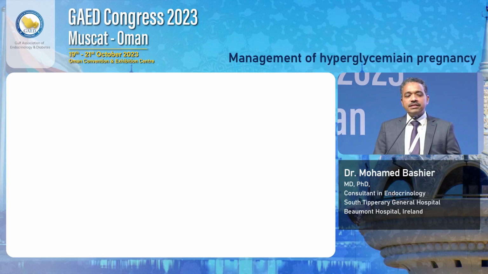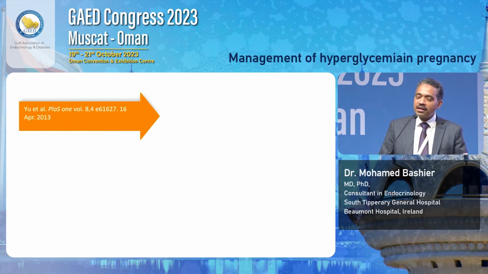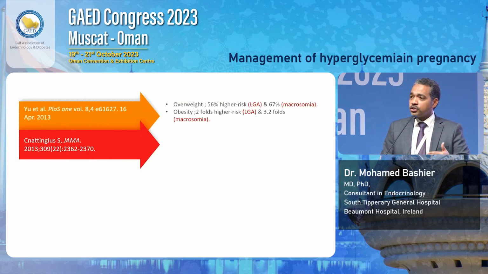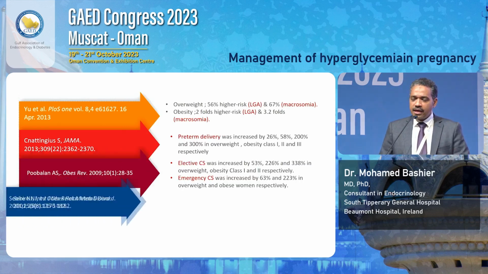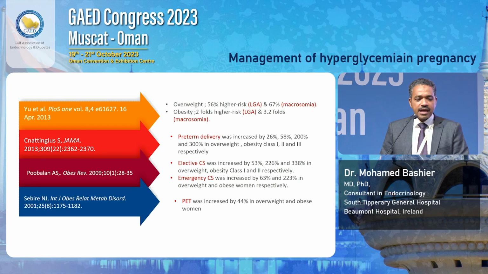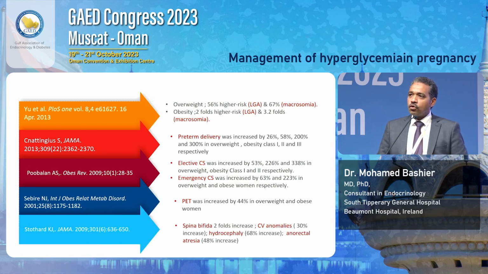And if you want to dig deep or zoom into that, you will find that the rates of macrosomia, large for gestational age, preterm deliveries, cesarean sections, PET, and even congenital malformations are increased. And if you go through all of these, you will find that all of them are increased in a dose-dependent fashion. The higher the BMI, the higher these complications, regardless of the presence or absence of diabetes.